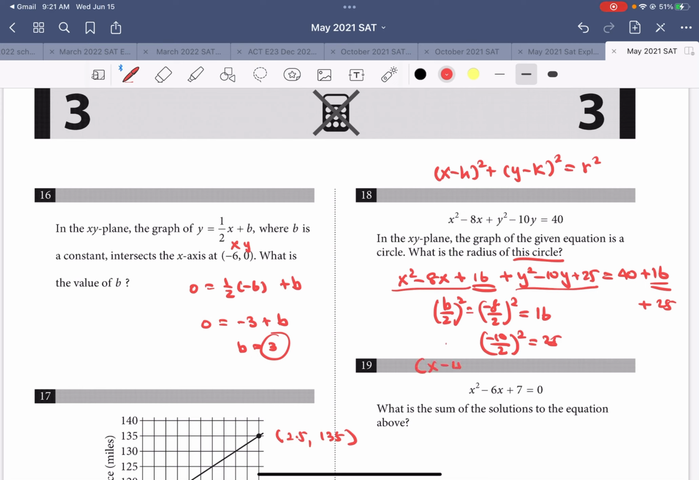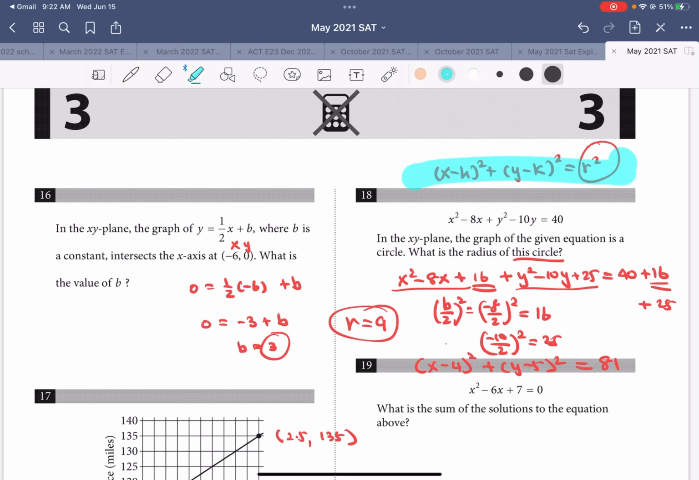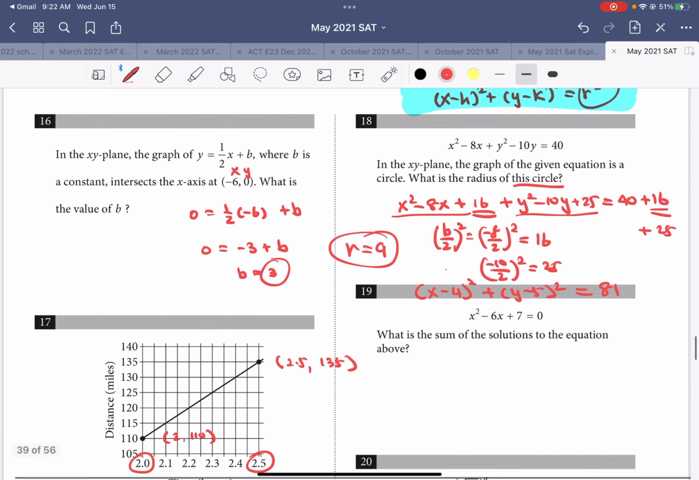So x minus 4 squared plus y minus 5 squared. But that is not our interest, only the r squared portion. They ask you for the radius. So when you add, that's 81 on the right hand side. So your radius is 9, because 9 squared is 81. Okay, so remember this circle equation, and also how to complete the square.